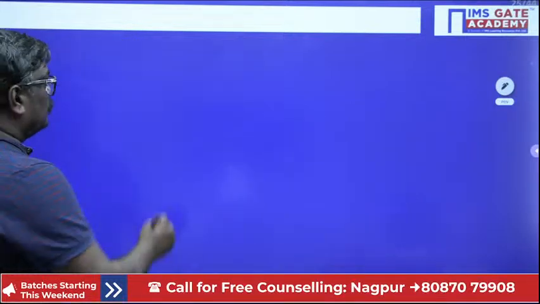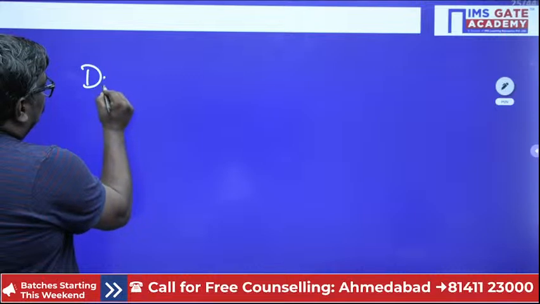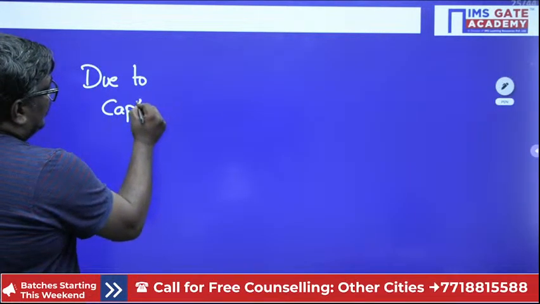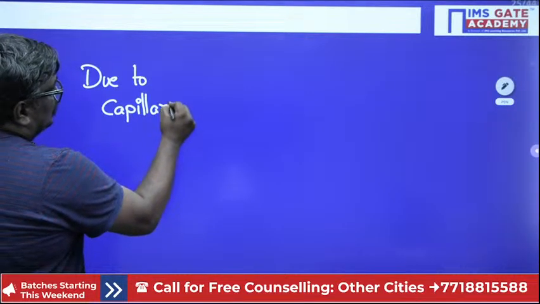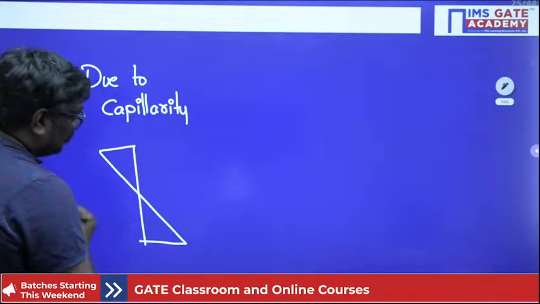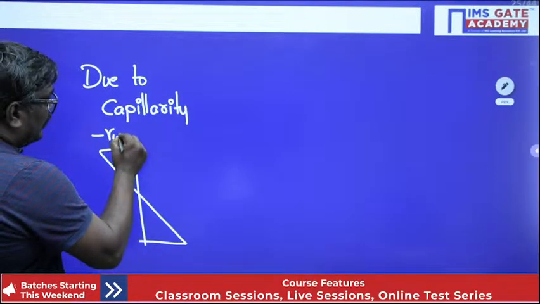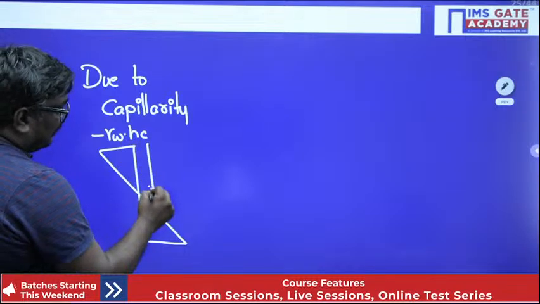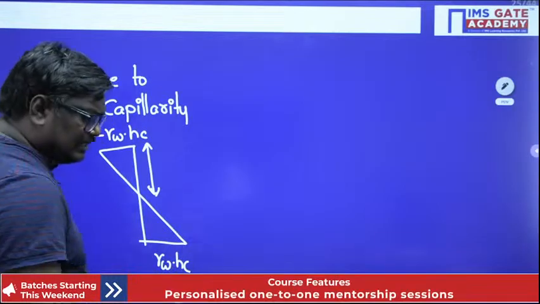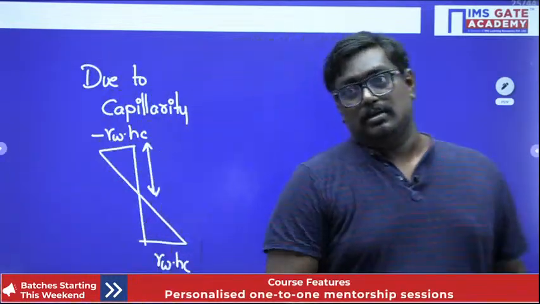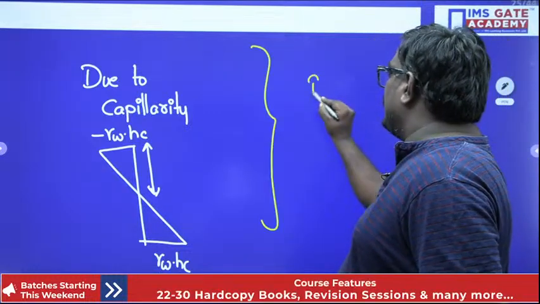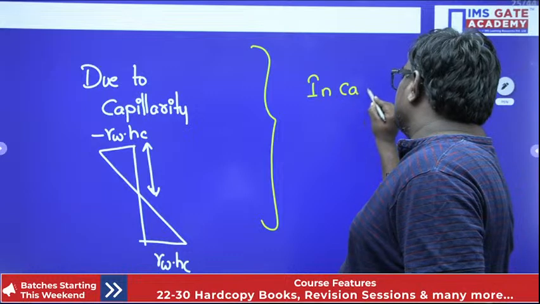And one more thing, students, due to capillarity action, there can be negative pressure as well as positive pressure. So my dear students, I just want to summarize in simple words, okay? Minus gamma W into Hc, if Hc is the capillarity height, and plus gamma W into Hc. Sir, see, this is a beautiful concept. They can ask you, in case of capillarity action, please write it as a note.